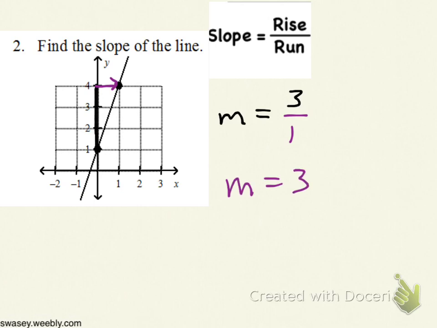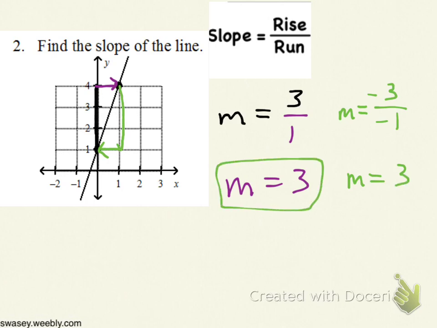Again, it doesn't matter which point you start with. So if we start at this point, we go down 3, and then to the left 1. Down 3 would be -3. To the left 1 would be -1. Negative divided by a negative is positive. So either way, you get +3 for your answer, for your slope.